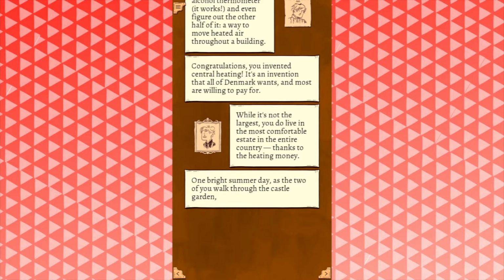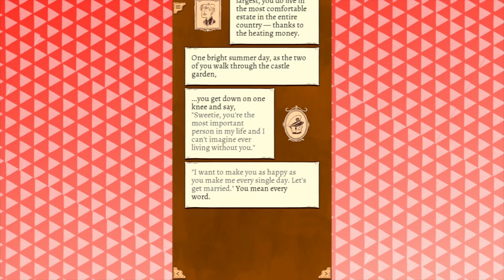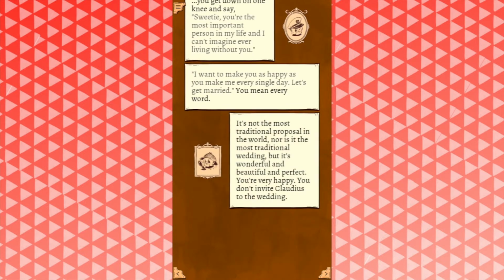One bright summer day, as the 2 of you walk through the castle garden, you get down on one knee and say, Sweetie, you're the most important person in my life, and I can't imagine ever living without you. I want to make you as happy as you make me every single day. Let's get married. You mean every word. It's not the most traditional proposal in the world, nor is it the most traditional wedding, but it's wonderful and perfect. And beautiful, of course.